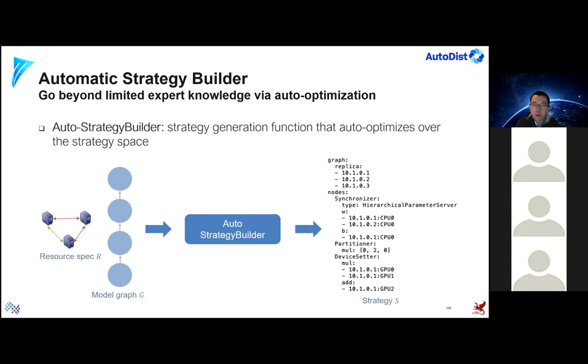Now comes another possibility to solve this problem. What if there exists an auto strategy builder that takes model and resource as input and outputs the suitable strategy? This would greatly simplify the process of choosing the proper parallel aspects and also bypass the need for strong domain expertise about distributed ML or distributed systems, right?